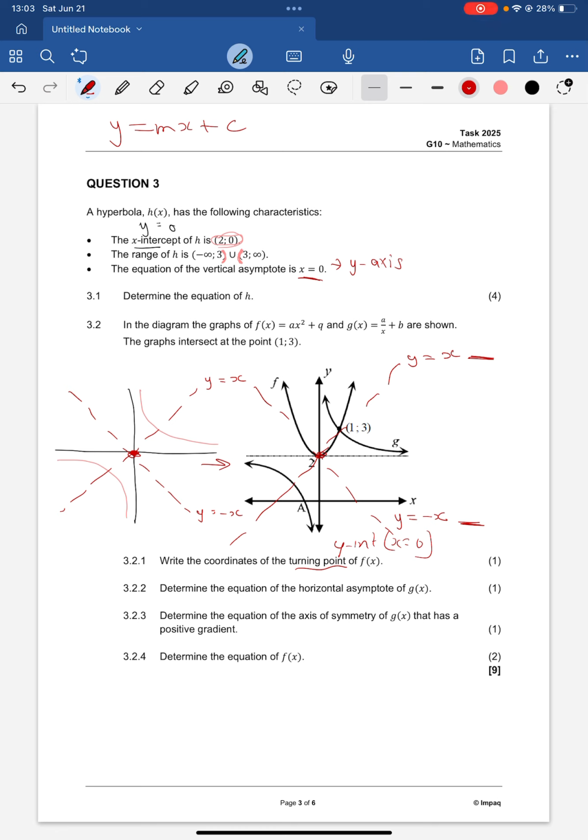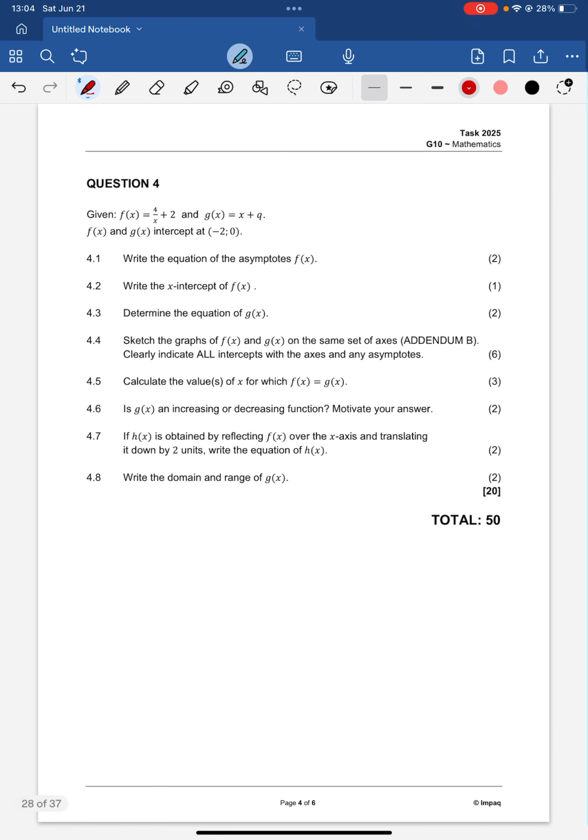Then the last and final question says, given f of x is 4 over x plus 2 and g of x is x plus q, f of x and g of x intersect at (-2, 0), which means that (-2, 0) acts as the point of intersection, which means the two graphs cut into each other at that point.